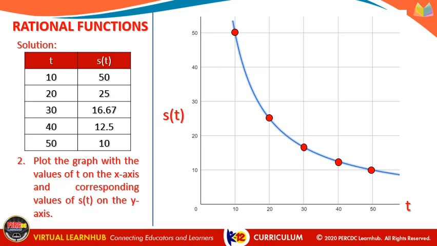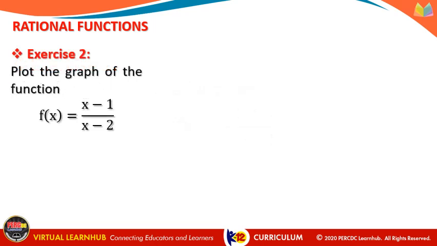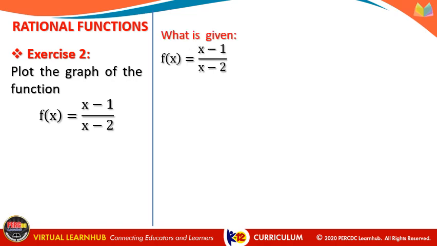Sige, practice tayo. Let us go to question number 2. Plot the graph of the function x minus 1 all over x minus 2. Again, the first step that we are going to do is let us make a table. Yan. So what is given? We know that the function f of x is equal to x minus 1 over x minus 2. Again, we make a graph for this function. Pero yun nga, bago tayo makabuo ng graph, para mas madali later, gawa muna tayo ng table of values.